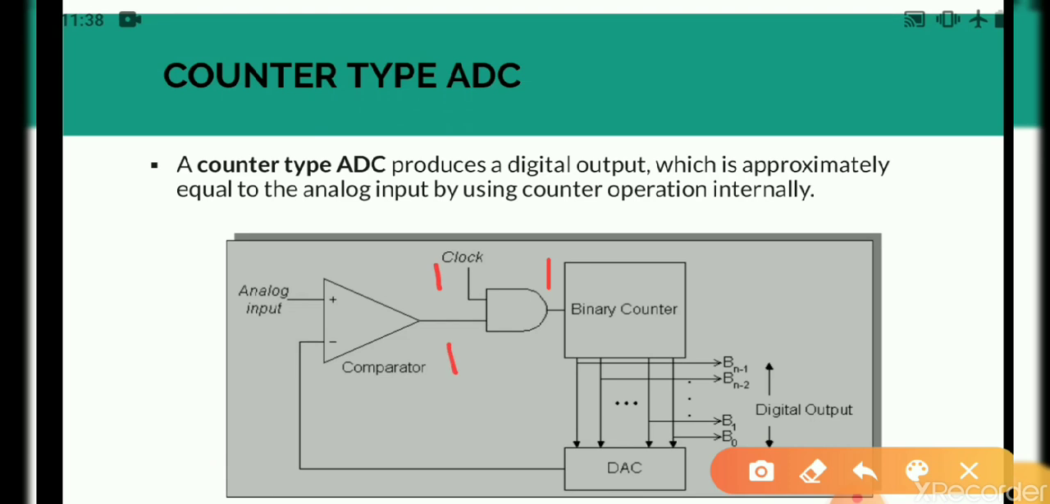Then the counting process starts. Suppose we want to convert a signal which is 5.2 analog input. Now suppose the counter starts at 0000. This 0000 goes to the input side of the DAC, and the DAC converts that 0000 to 0. Now 5.2 is greater than 0, so the comparator will give output 1.